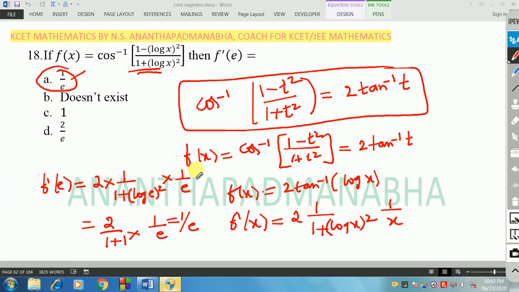So we are solving problems on differentiation, and we are using inverse trigonometric functions formulas in many cases.